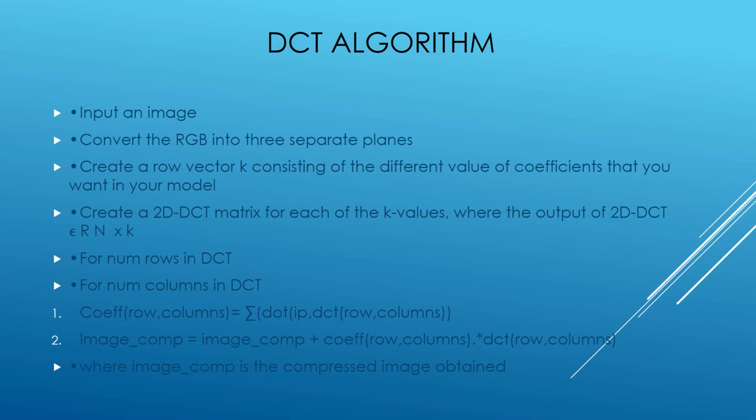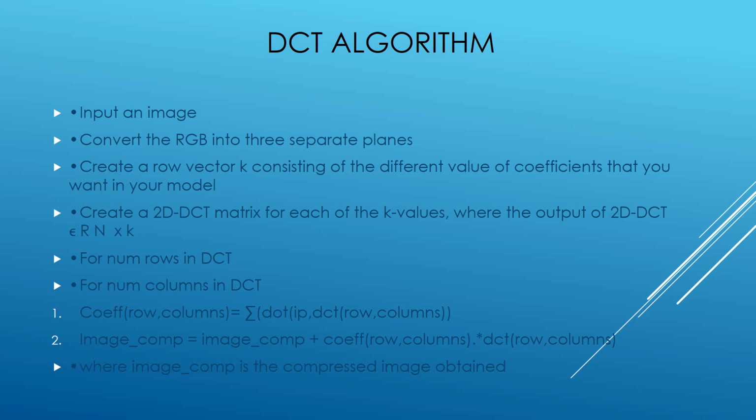Now, coming back to the DCT algorithm, I'll be discussing how this algorithm works. Initially, we input an image, then create 3 separate planes which convert into RGB distinction. Now we create a row vector consisting of different values of coefficient that you want your model to be. Now we create a 2D DCT matrix for each of the k values, where the output of 2D DCT is R^n cross k for num rows in DCT and for num columns in DCT. Now we take the coefficient of these row and column and do a dot product.